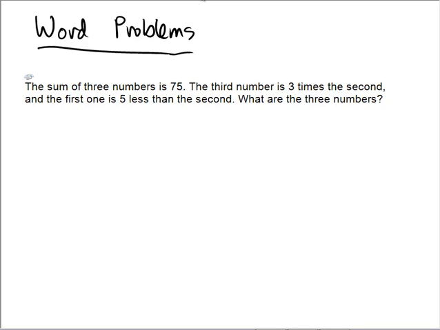The sum of three numbers is 75, the third number is 3 times the second, and the first one is 5 less than the second. What are the three numbers?